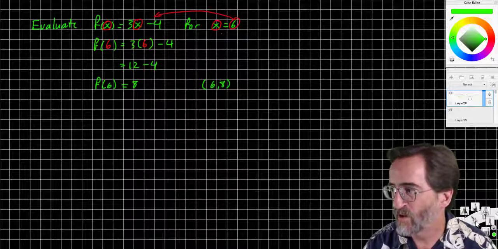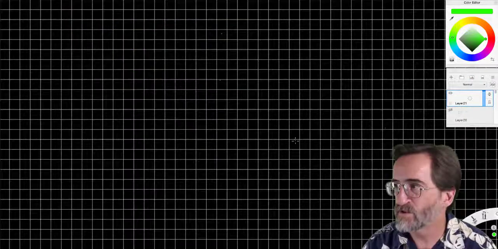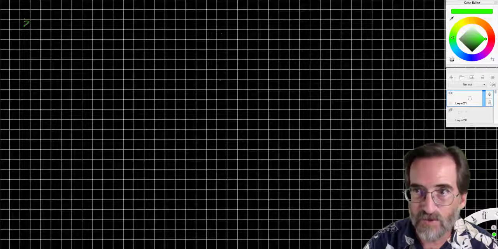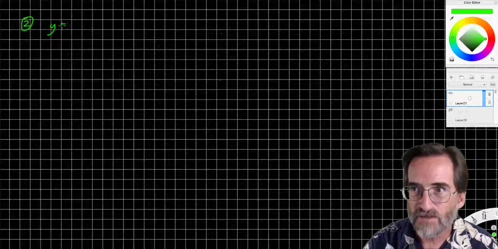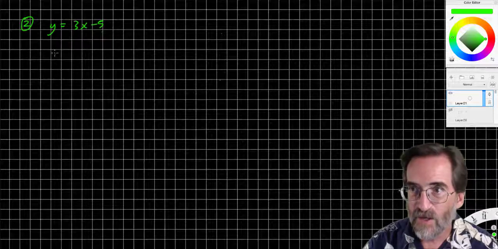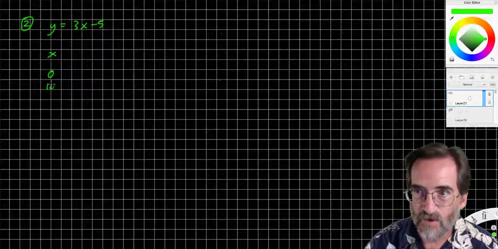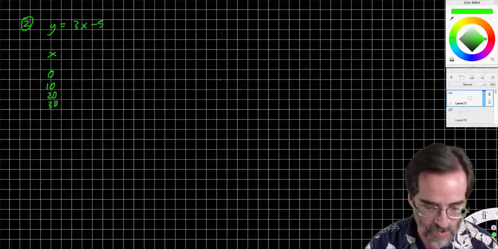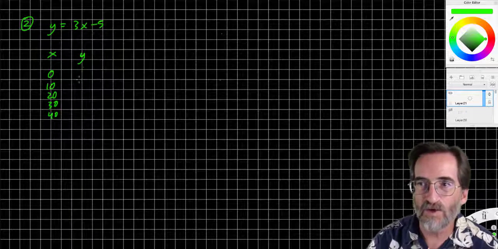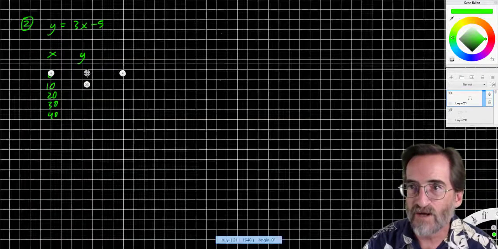Another thing you might be asked to do is to complete a table. I call it a t-table. So we can complete a t-table for a function. Let's say, for example, I've got the equation, and you can do it y equals or f of x equals. Sometimes you're going to see it y equals, so we'll do this one, y equals 3x minus 5. We're going to choose some values of x. I'm going to choose 0, 10, 20, 30, and 40. And y, we get to calculate, one at a time, by evaluating the function for these values of x.